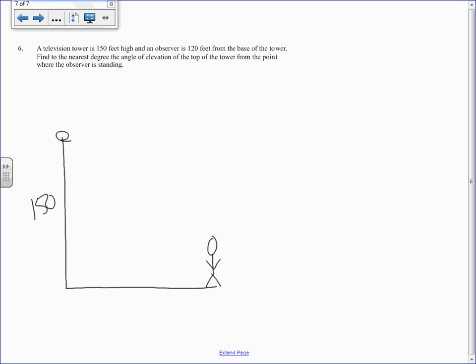So this is 100 feet high, and there's some dude observing 120 feet away. So here's my person. He's 120 feet away. We want to find the angle of elevation of the top of the tower. I'm looking up to the top of the tower. So I want to know this angle because I'm looking up at the top of the tower. Perfect world, right angle. So if I look, I know the opposite side and the adjacent side. Opposite and adjacent is tangent. So the tangent of x is going to be equal to 150 over 120.